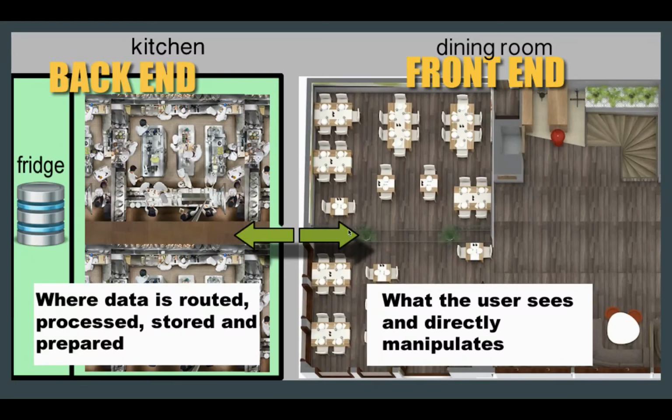Now, when you're pressing those buttons, those are going to go back to a kitchen, which is the back end. So the back end says, okay, you pressed the button here, and then I need to process the response for whatever request that you made. So the kitchen is like the back end. This is where the data is routed, processed, stored, and prepared. So the back end includes the kitchen and the refrigerator, whereas the front end is just the dining room.